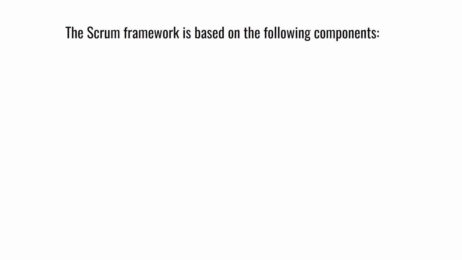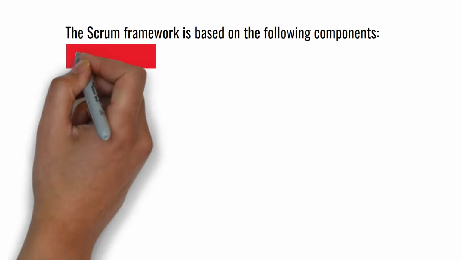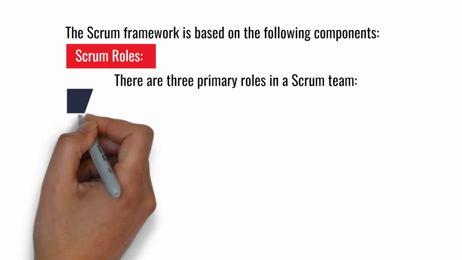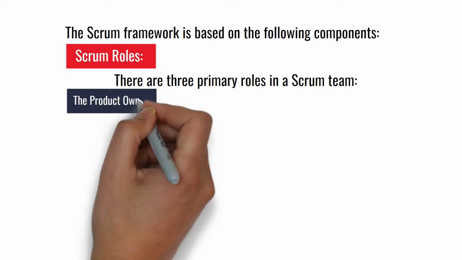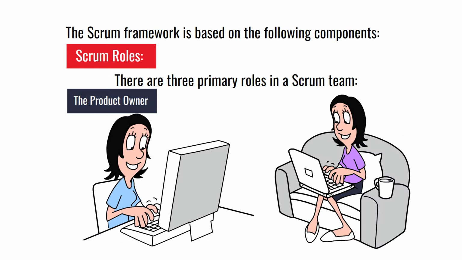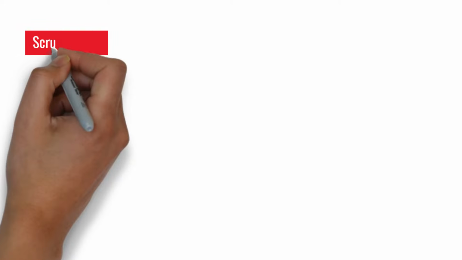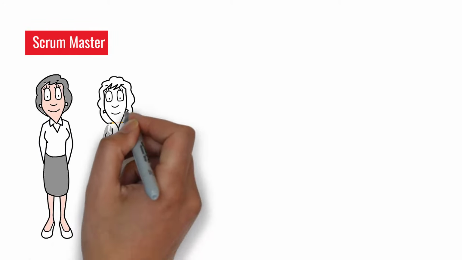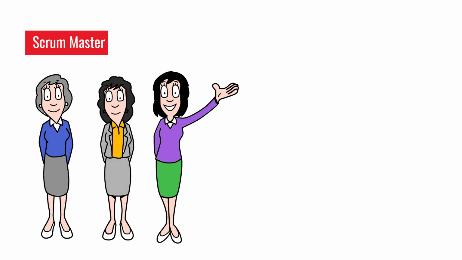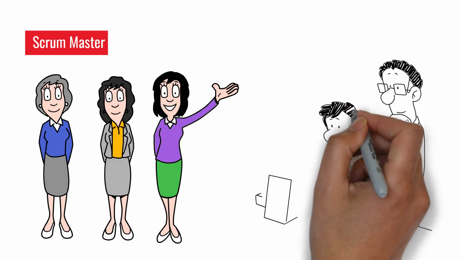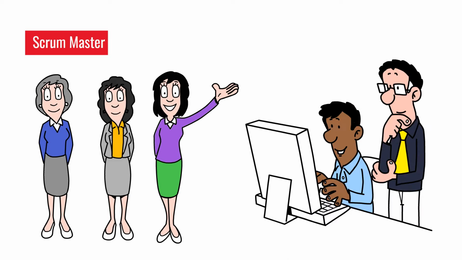The Scrum framework is based on the following components. 1. Scrum roles. There are 3 primary roles in a Scrum team. A. The product owner. They are responsible for managing the product backlog and defining the project requirements. B. Scrum Master is responsible for ensuring that the Scrum process is followed and facilitating team communication. C. The development team is responsible for delivering working increments of the product in each sprint.